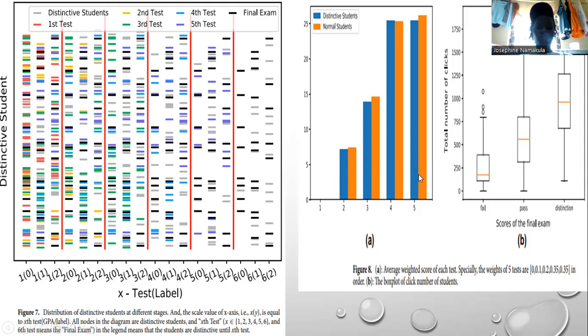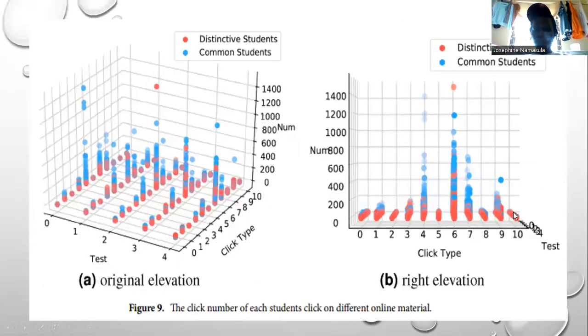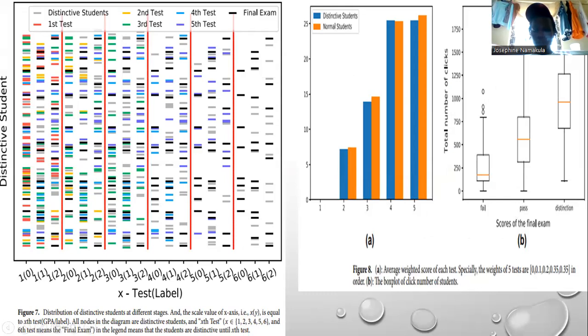So this figure, which is figure 8b, is showing that there is no significant difference between distinctive students in this scenario and common students. And here it shows that there is a significant difference between them, as you can see in this scenario here, in the scores of their final examinations.